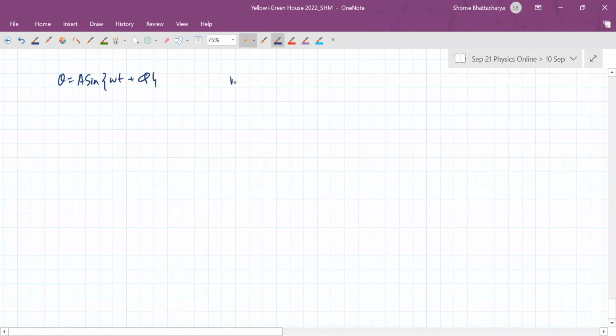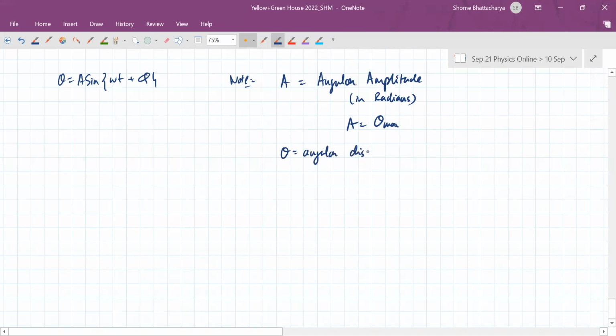So here the only thing to keep in mind is that A is angular amplitude. So it's in radians. A is equal to the maximum angular displacement because theta is angular displacement in radians. Rest of the things are the same.